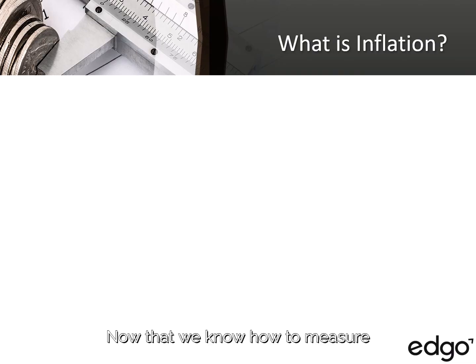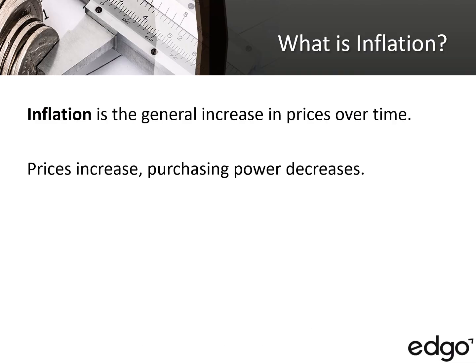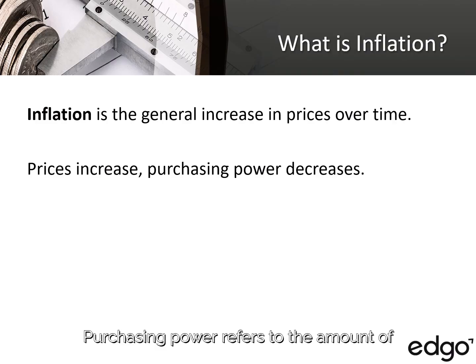Now that we know how to measure percentage changes, let us discuss inflation. Inflation is the general increase in prices over time. The word general is important. Inflation does not simply mean that the price of one product increased. It refers to an overall increase in the prices of goods and services. As prices increase, the purchasing power of money decreases. Purchasing power refers to the amount of goods and services that our money can buy. For example, if 1,000 pesos can buy 10 items today but only 8 similar items in the future, the purchasing power of 1,000 pesos has decreased. This is one of the major effects of inflation.